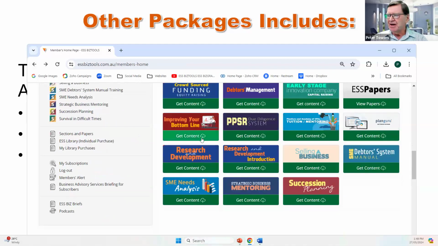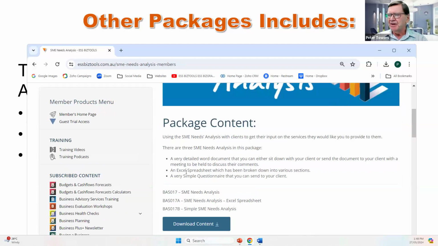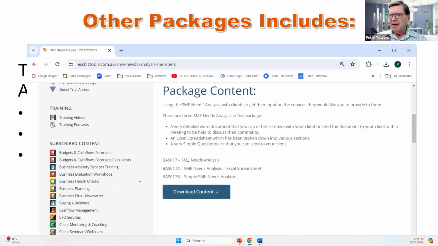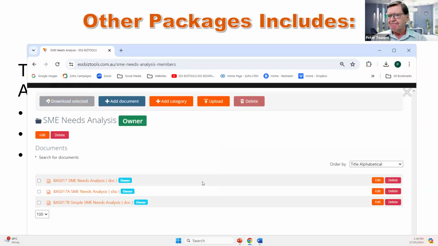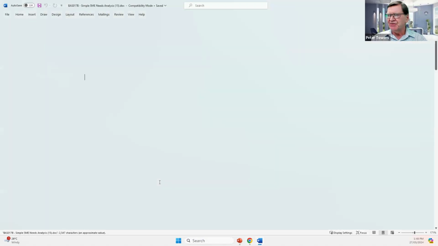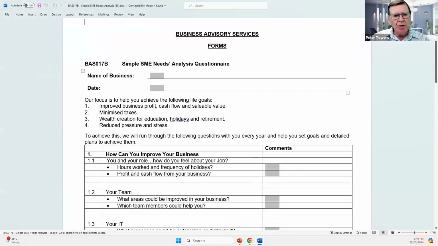The SME needs analysis is the area which I indicated before is arguably the most important area. We've got 3 packages you can select from. So we'll click on select content, and we'll call up what we've called the simple SME one. That means it's the easiest. And again, we will go through this in a separate presentation.